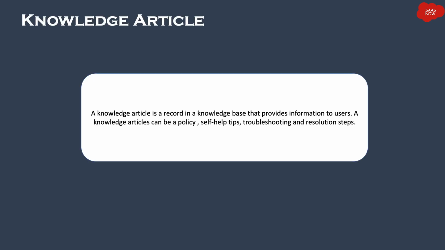Knowledge article. A knowledge article is a record in knowledge base that provides information to users. A knowledge article can be a policy, self-help tips, troubleshooting document, or resolution steps document. Benefits of knowledge management. Knowledge management is a practice to manage knowledge articles with defined process in the organization.